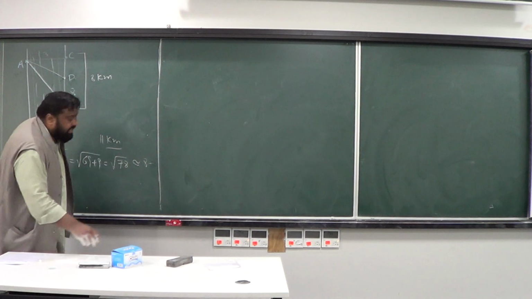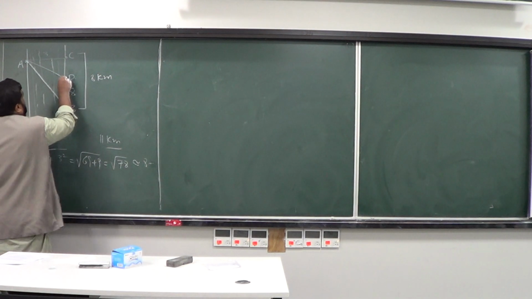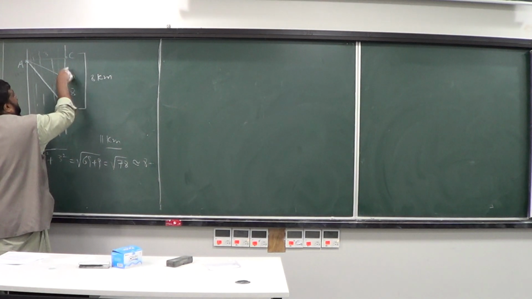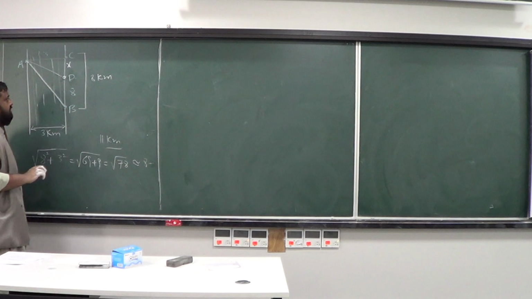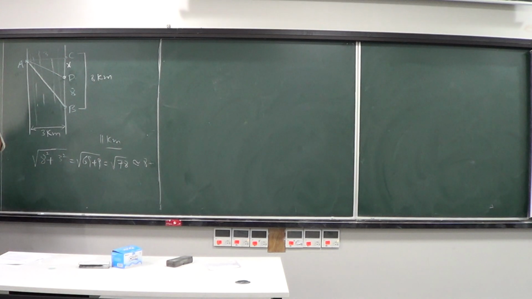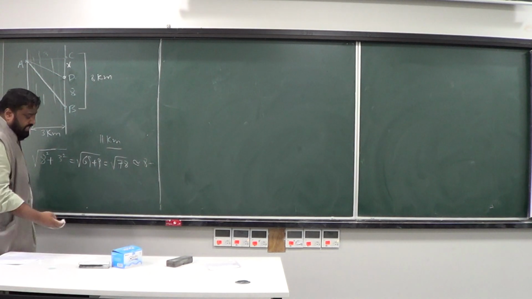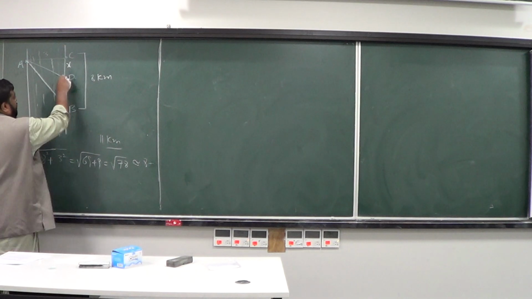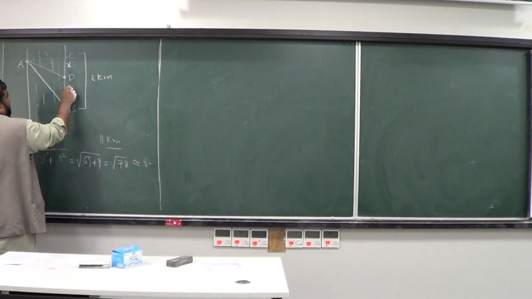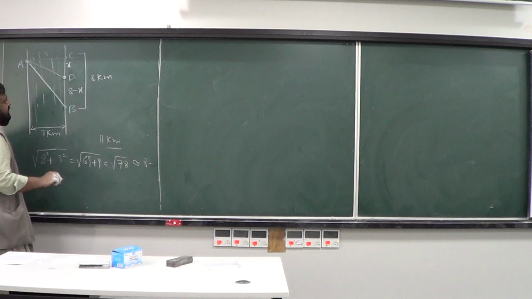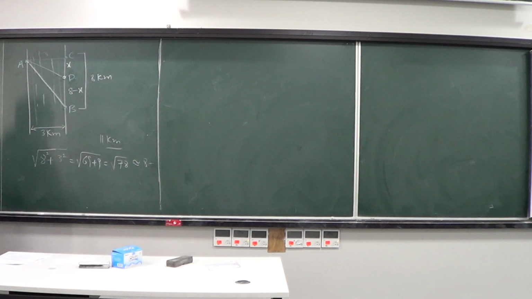Since we don't know this point, let's call this distance x. Let's call this distance x. So if this distance is x, what would be this distance? The total is 8, so this would be 8 minus x.